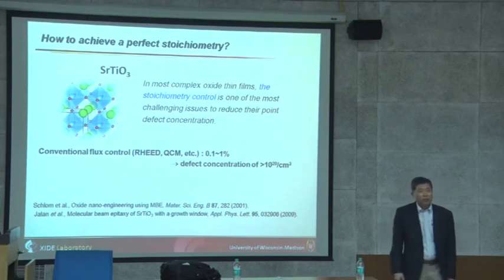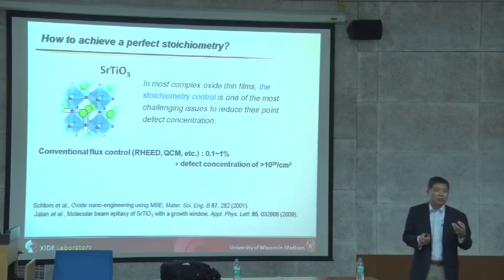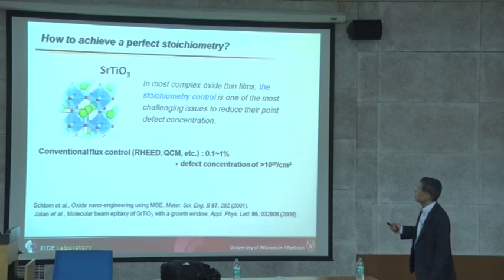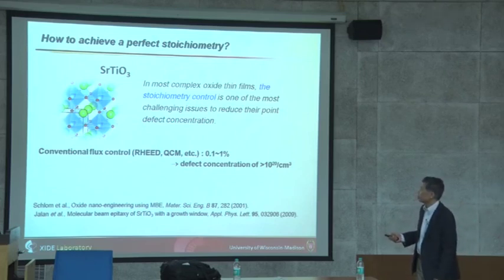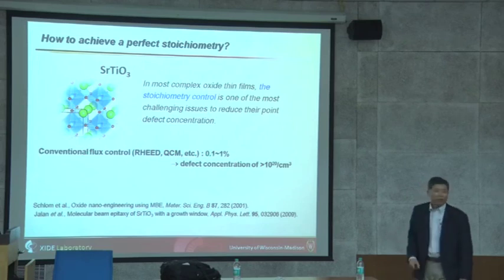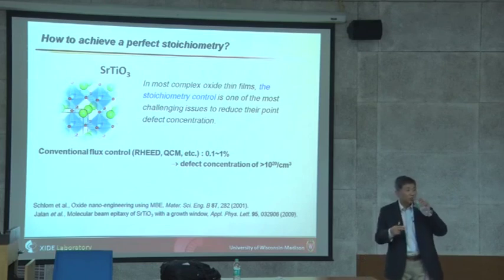How do you achieve perfect stoichiometry? We already have a lot of defects and an interesting ferroelectricity, but now these defects can be deleterious, detrimental to certain types of properties. In most complex oxides, strain control is one of the most challenging issues, along with reducing point defect concentration. As I said, with MBE techniques, conventional flux control, even with a QCM, quartz crystal monitor, gets at best 0.1 to 1%, and this defect concentration, roughly 10^20 per cubic centimeter, is a lot. That's the level of your defect concentration.